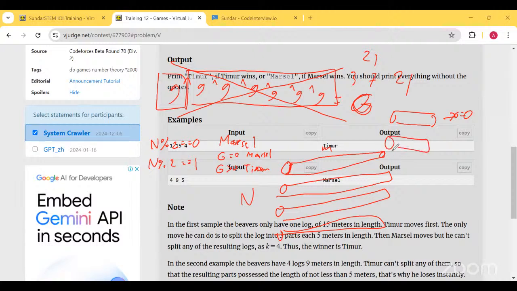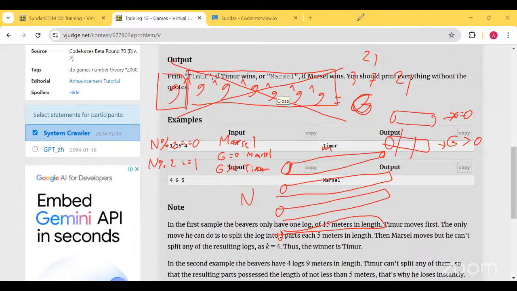But if it is cuttable, then the Grundy number is greater than 0. We don't know what the value is, but it is always greater than 0. That's why, because it is not equal to 0, Timur can win the game. All right. Yes, that's correct. And that is the proof.